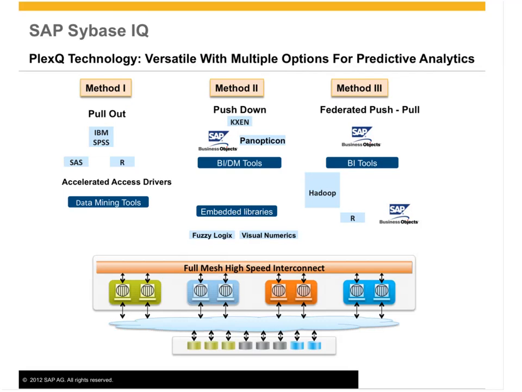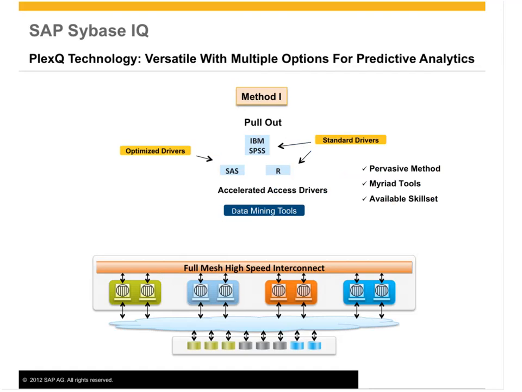The second method is a push-down method, in which instead of pulling the data onto these tools, you push the algorithms from these tools onto the data so that you are able to run the execution logic right in the database and get your result sets. And then you have the federated push-pull method, in which you do some of the processing close to the data in the database platform and some of the processing elsewhere, some in the tool, some in another server like R or Hadoop, and get the results together. We'll explore all of these three techniques for the rest of the time that I'll talk about. So let's look at method 1.